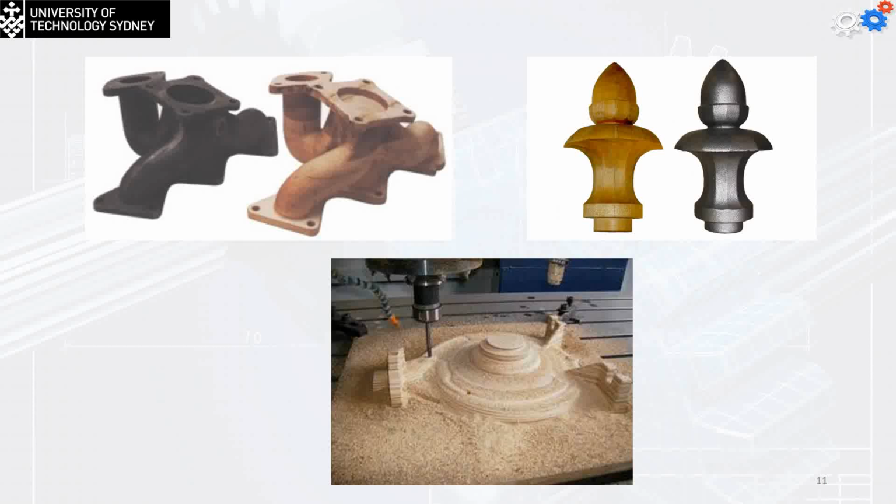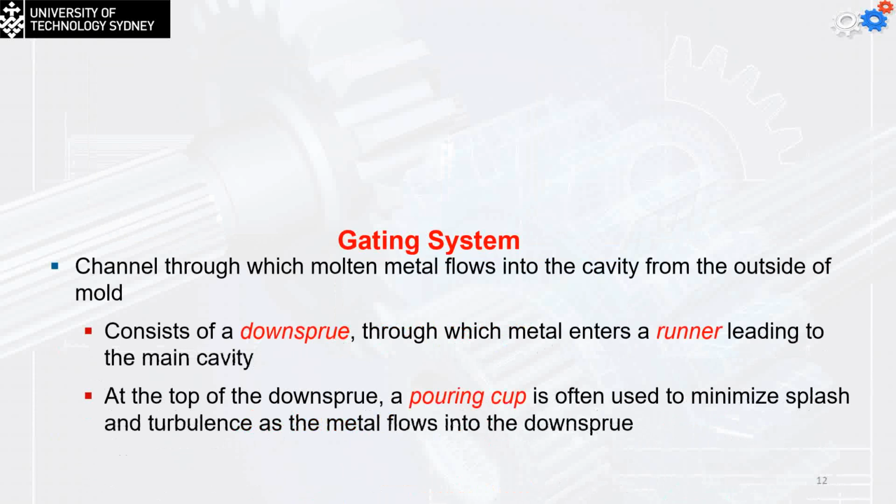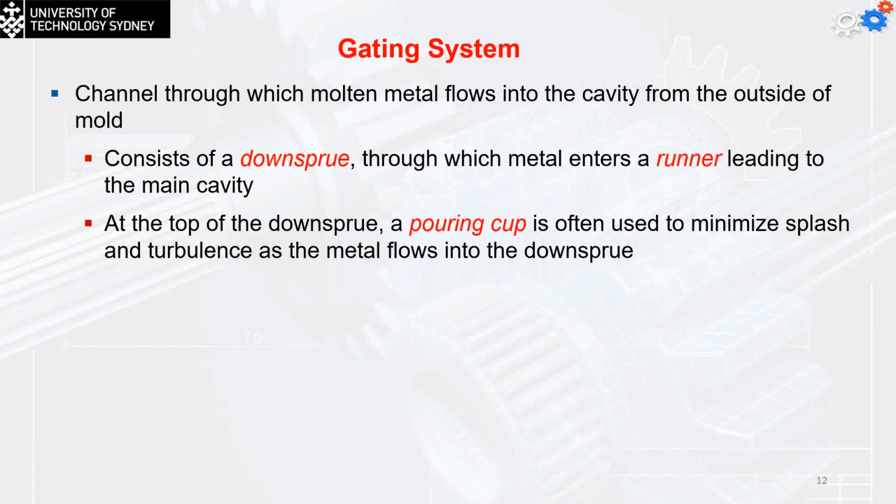The gating system: if I only have the cavity inside the mold, without a gating system, it is useless. The gating system is a channel through which molten metal flows into the cavity from the outside of the mold. It consists of the vertical one, called the downsprue, and the horizontal one, called the runner. At the top, we need the pouring cup, and this minimizes the splashing of the material outside the downsprue.